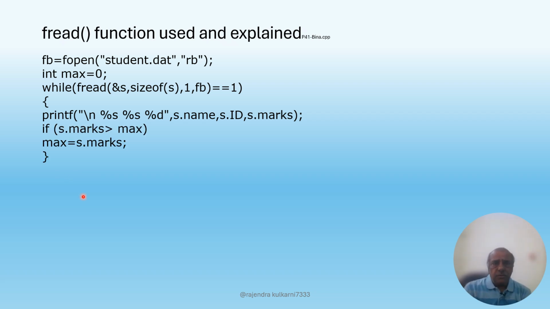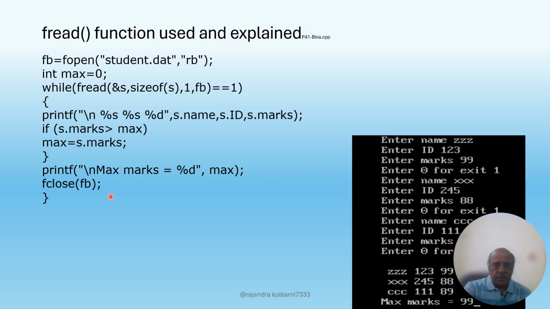Then we are finding out the maximum marks that a student has scored by this: if s dot marks is more than max, max is equal to s dot marks. So when the loop terminates, max will contain the maximum marks scored by the student. Then we display the max marks scored by the student, and then close the file.